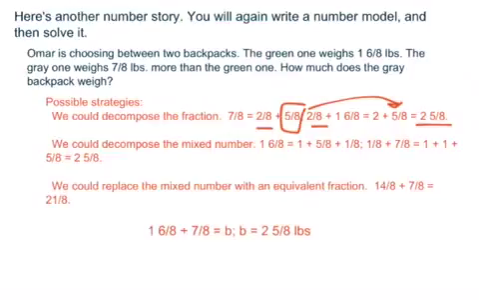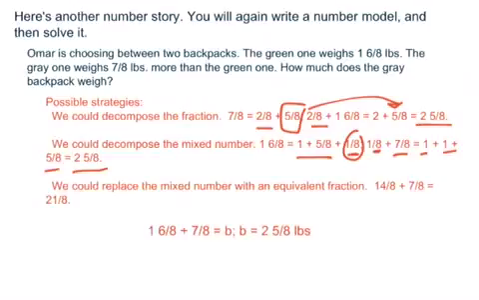Another thing, I could decompose the mixed number. So 1 6/8 is the same as 1 plus 5/8 plus 1/8, and the reason I would choose to decompose it this way is because 7/8 is 1/8 away. So 1/8 plus 7/8 equals 1. Then I have to add the 1 5/8 that I hadn't done anything with yet. Add all that together, I get 2 5/8 again.